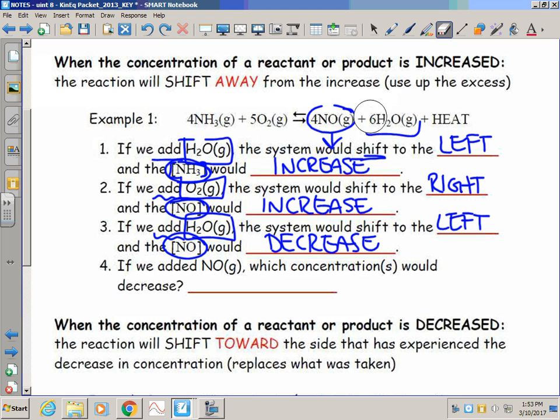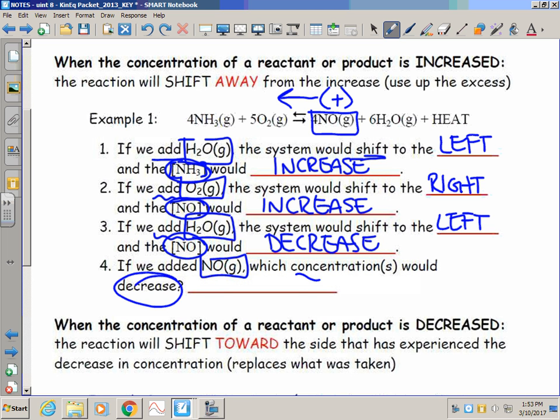Fourth question on this one. For concentration, now we're adding NO. The system will shift to the left. Now we're asked which concentrations would decrease. We're talking about concentrations that would decrease. So the concentrations that are going to decrease are on the side away from which the arrow is pointing.